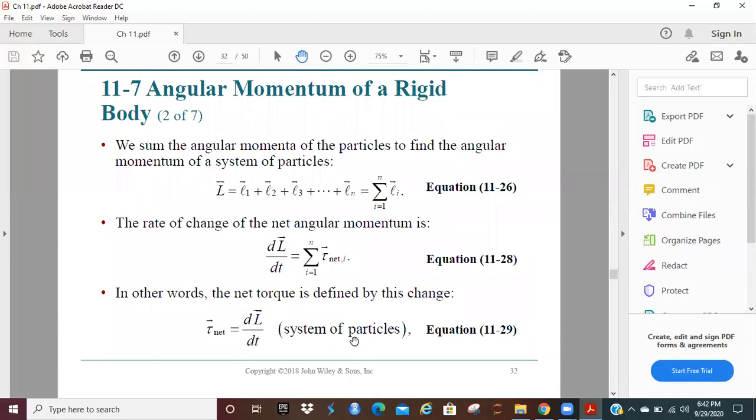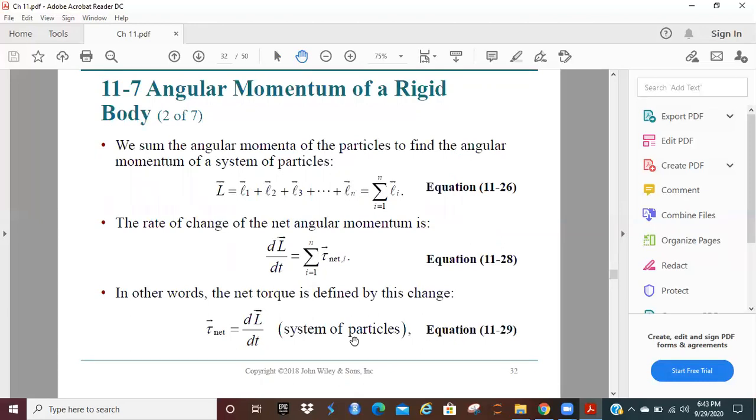Angular momentum of a rigid body. We sum the angular momenta of the particles to find the angular momentum of a system of particles. So in other words, you've got all your particles out there, and each one of them has some sort of linear momentum. If you sum all of them together, then you get the angular momentum of that system. So the rate of change of the net angular momentum is going to be dL/dt.